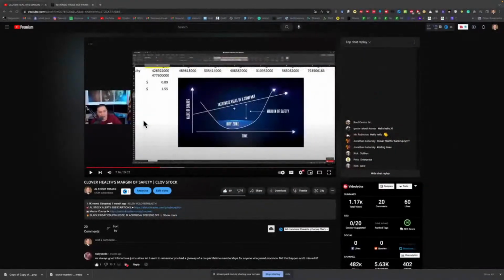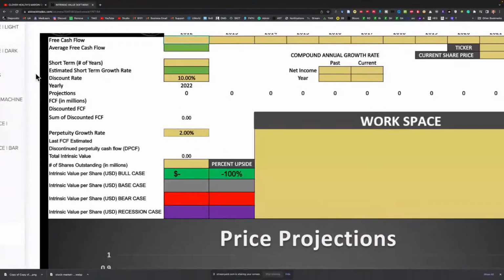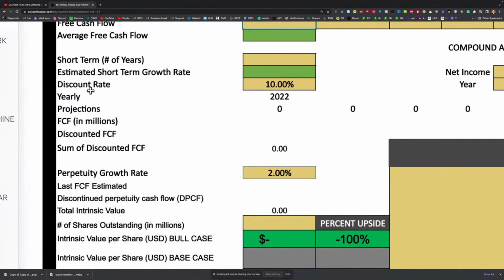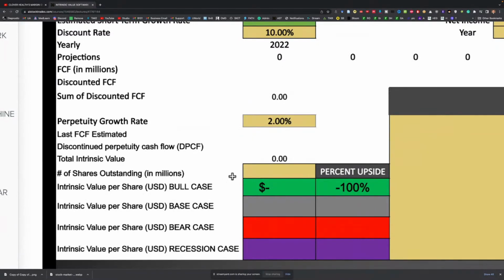So going back here and going back to discount rate, right? What the hell do we do here? There's the discount rate. There is the sum of discounted future free cash flows. And this is essentially bringing them back into today's present value.